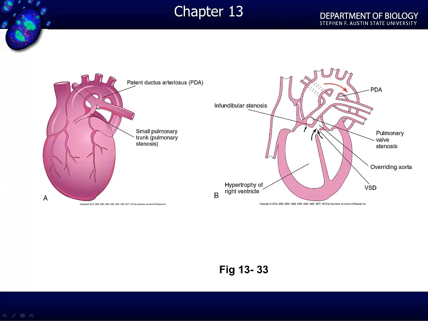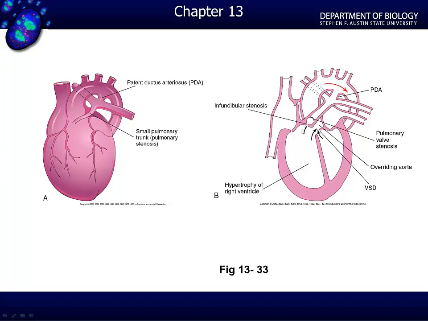Now externally we can see the stenosis of that pulmonary trunk. It's extremely narrowed. And again, because you're not going to be able to force as much blood through that, it's going to hypertrophy the right side. So you're really going to enlarge the right side.